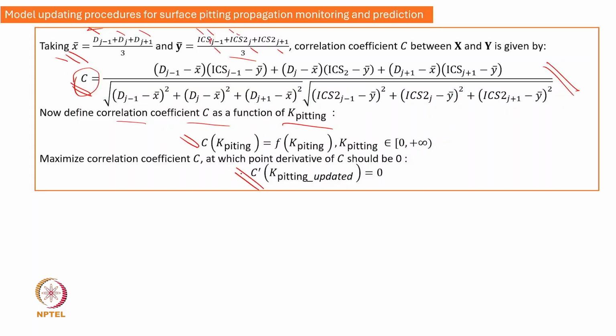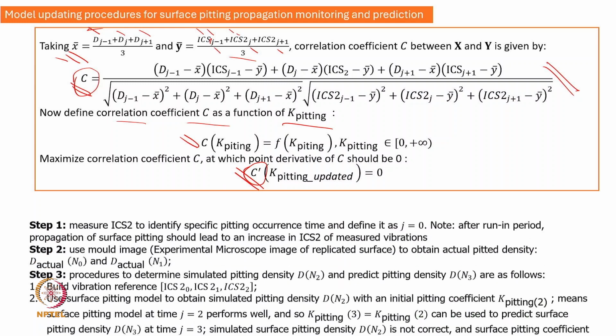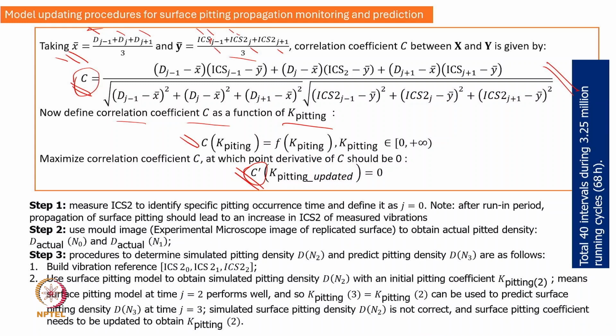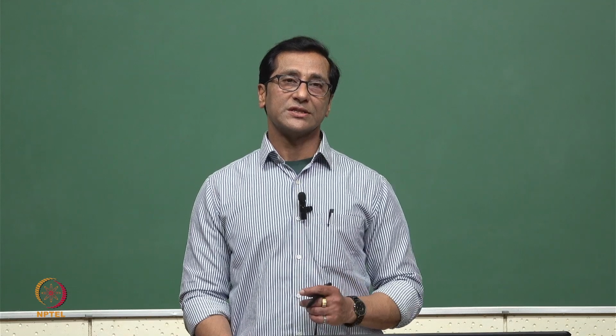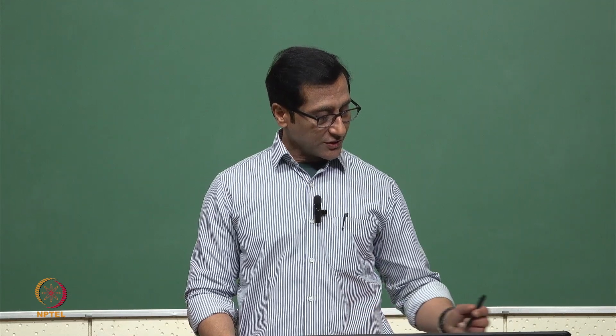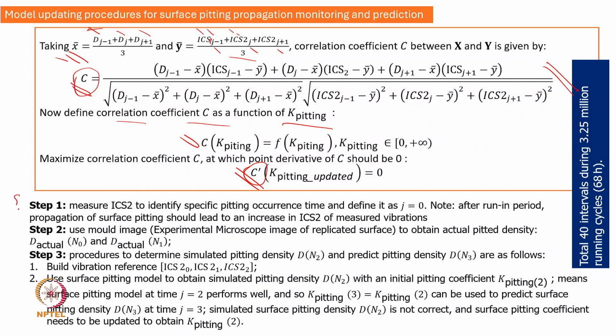How do we optimize? Again, differentiate with K pitting in an updated manner, and then this is C prime, which is a differentiation of the C. And that's what they have done. Maybe it can be the number of cycles, or the way we have done for D, in a similar manner in C's case. So they have given examples, step 1, step 2, step 3.